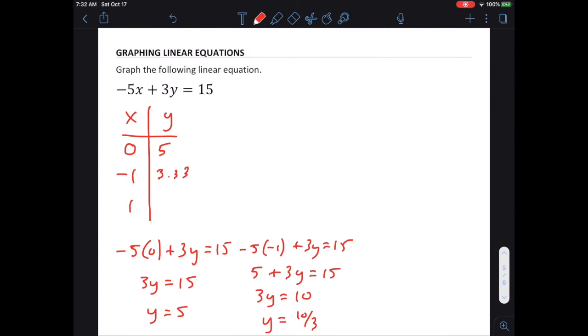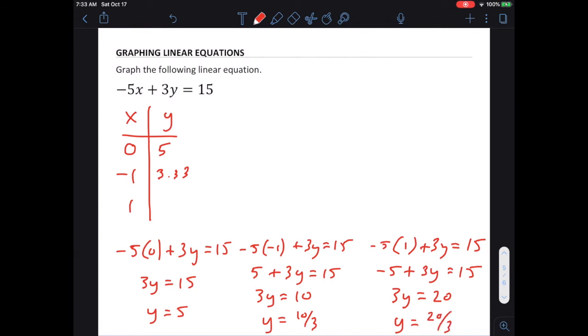All right, so the last one, we have x = 1, so I have -5 times 1 plus 3y equals 15. So we have -5 plus 3y equals 15, and then we're going to add 5 to both sides, so we have 3y equals 20. Divided by 3, y is 20/3. So again, we have a funky fraction that we have to deal with. If we just divide 20 by 3, we end up with 6.67. So I'm going to go ahead and put that in the table. Okay, and 6.67 is something I can visualize on a graph.